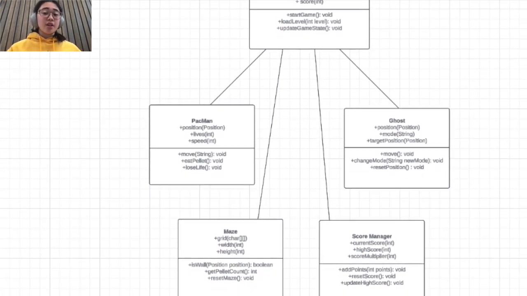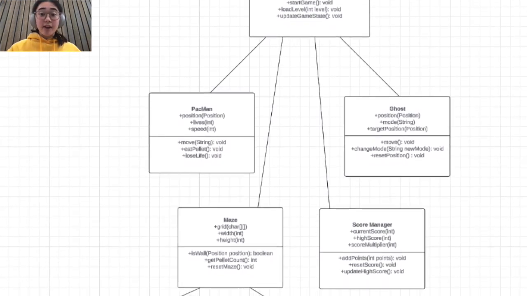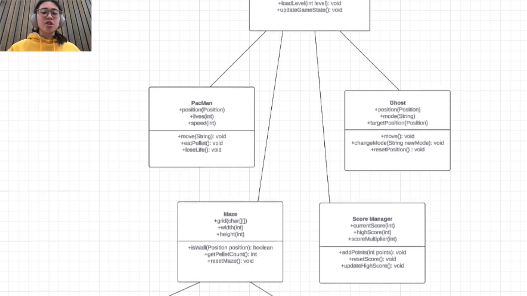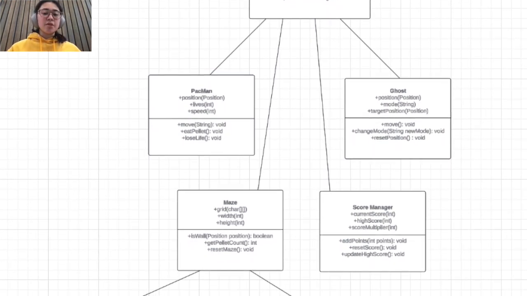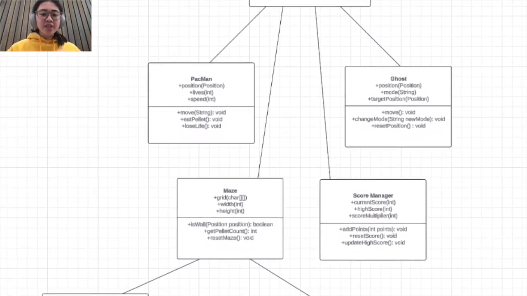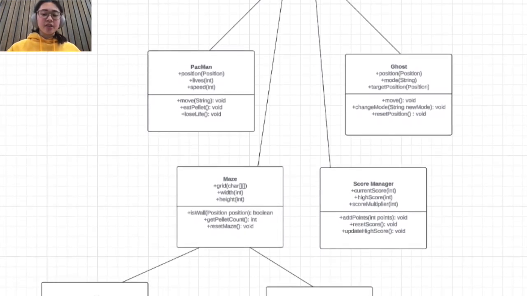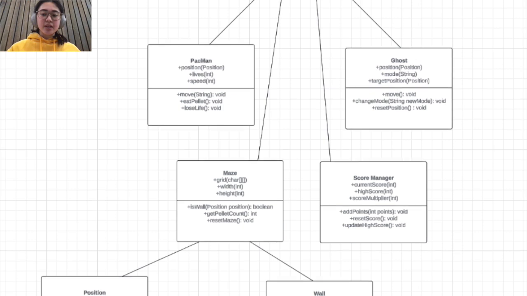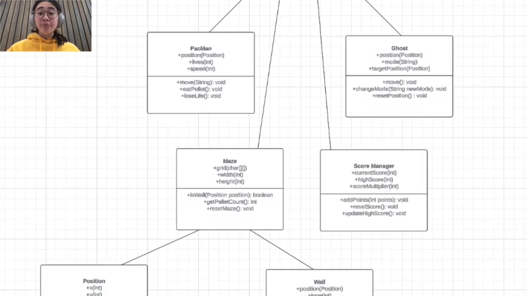For instance, Pac-Man is responsible for tracking its position, lives, and speed, while Ghost manages its position and behavior modes. The game system also has composition relationships with the Maze and Score Manager classes, indicating that these components are integral to the system. The Maze class, for example, is responsible for representing the game's environment, including the layout of walls and the placement of pellets.